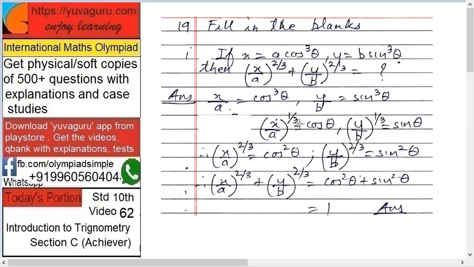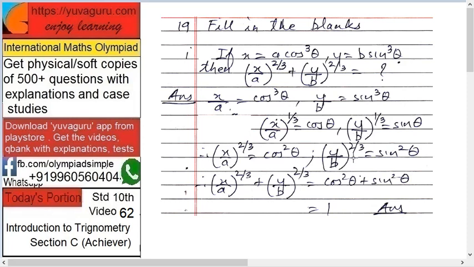(x upon a) raised to 1 by 3 equals cos theta, right, cube root on both the sides. (y upon b) raised to 1 by 3 equals sin theta. Okay. Now square them. (x upon a) raised to 2 by 3 equals cos square theta. (y upon b) raised to 2 by 3 equals sin square theta.